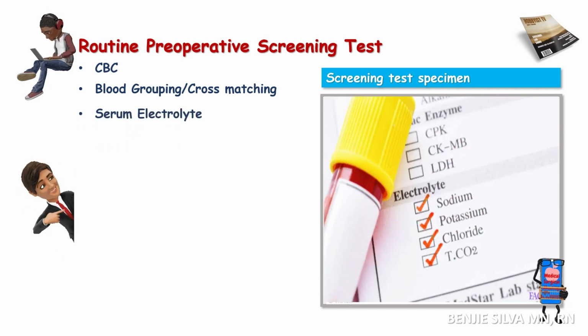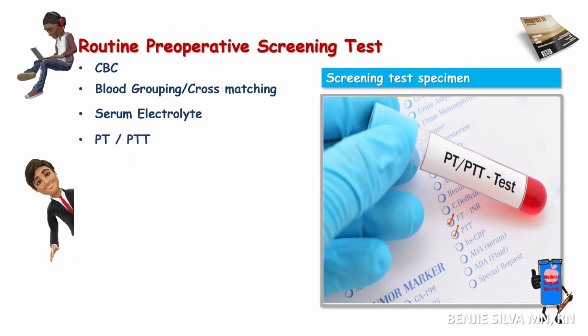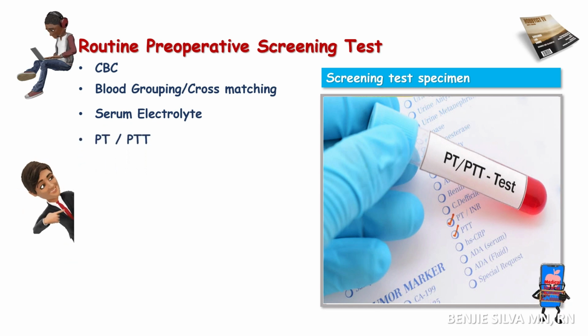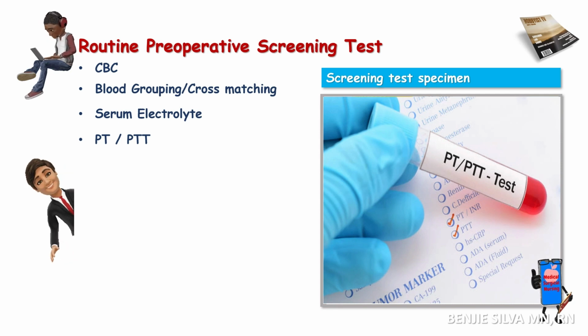Serum electrolyte. To evaluate fluid and electrolyte status. Prothrombin time and partial prothrombin time. Measure time required for clotting to occur. This is to prevent bleeding and blood loss during and after surgery.